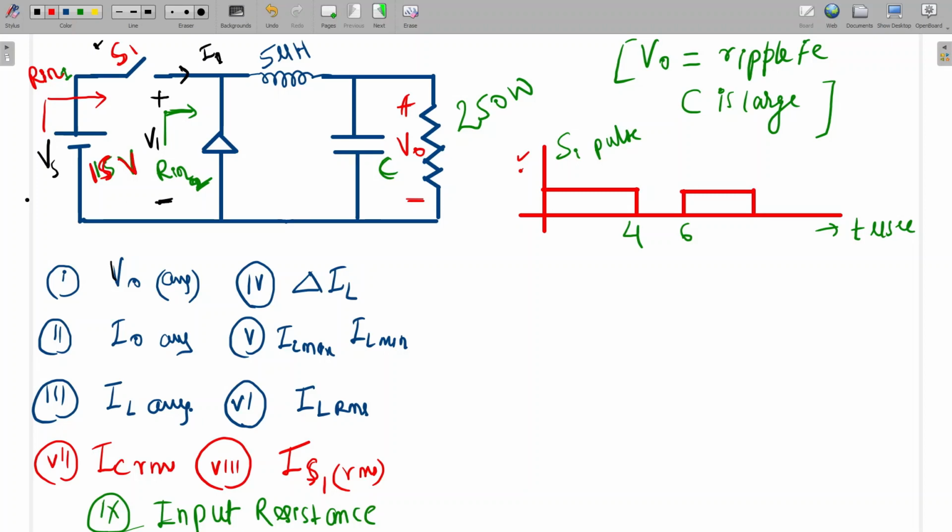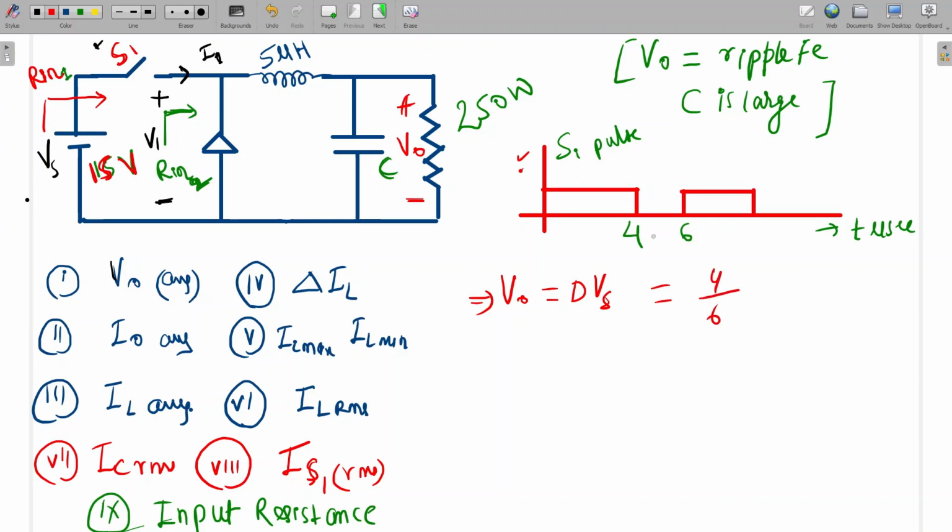So in a buck converter, which formula will we use? What will be the output voltage formula? It's very simple. Can anyone reply? See, VO is equal to D VS. All of you know this, I think. Is it clear? D is the duty. Duty means on time divided by total time. So what will be the duty here? Duty will be 4 by 6.